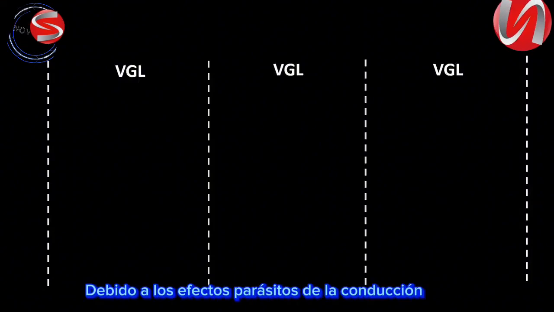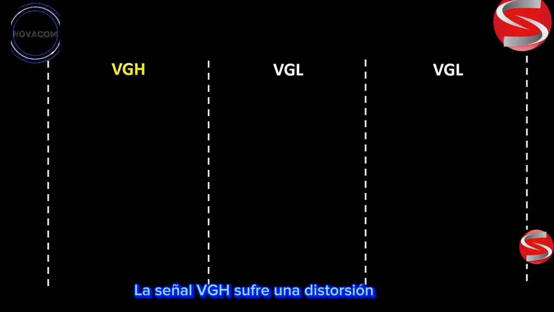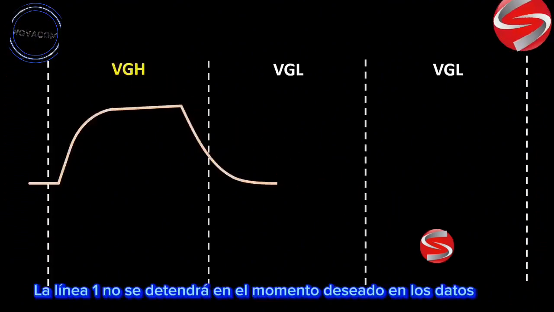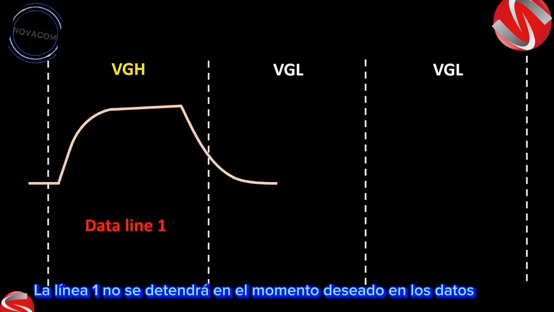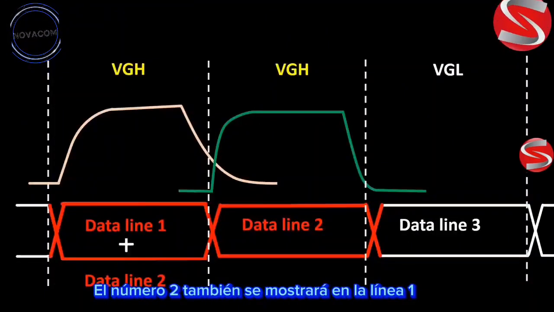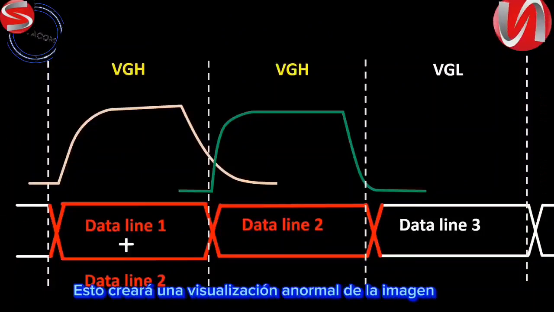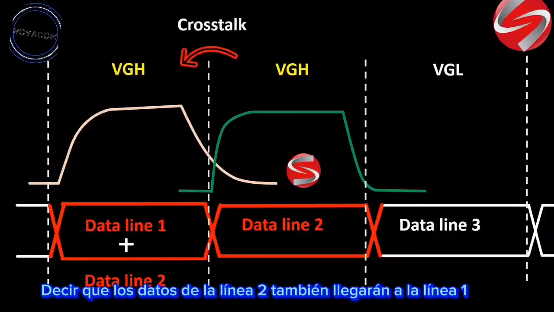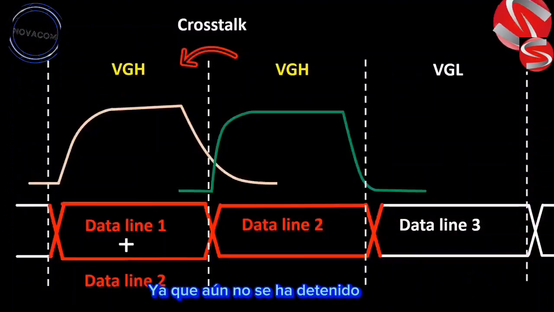In practice, because of the parasitic effects of conduction, the VGH signal undergoes a distortion and a shift in time. Line 1 will not stop at the desired time, and the data which are intended only for line number 2 will also be displayed on line 1 since it is not stopped. This will create an abnormal display of the image. This phenomenon is called crosstalk, to say that the data from line 2 will also reach line 1 since it is not yet stopped.